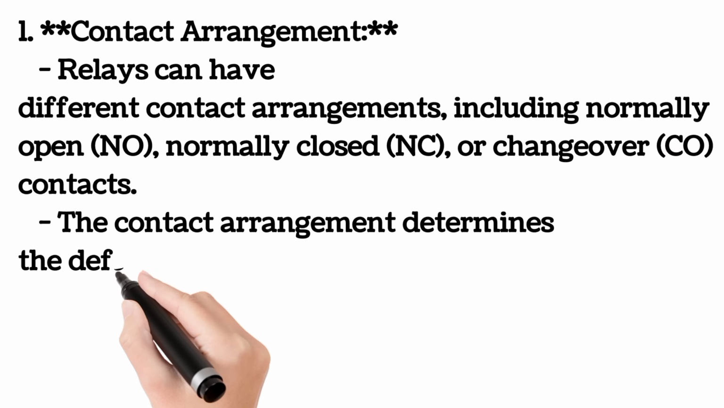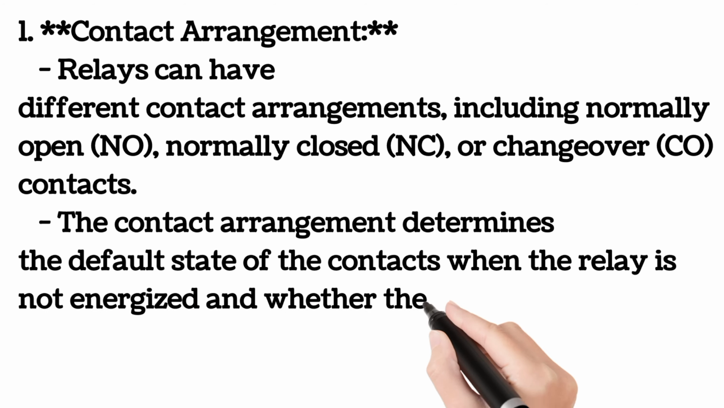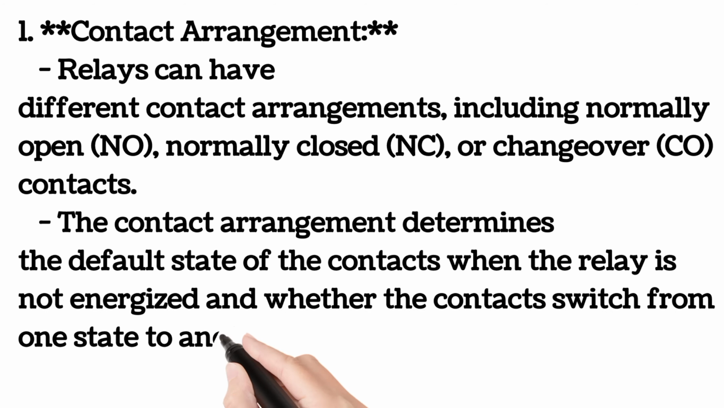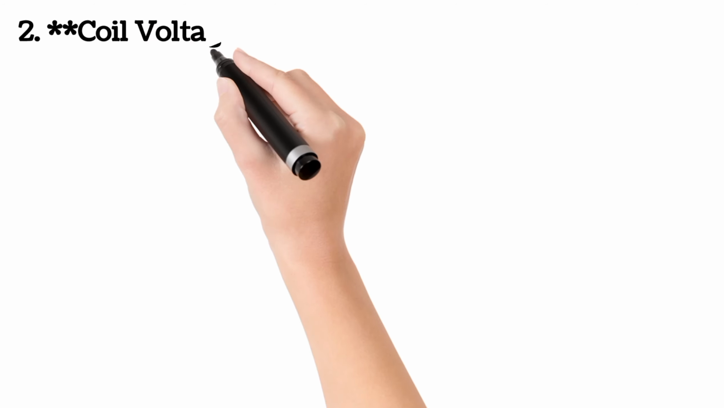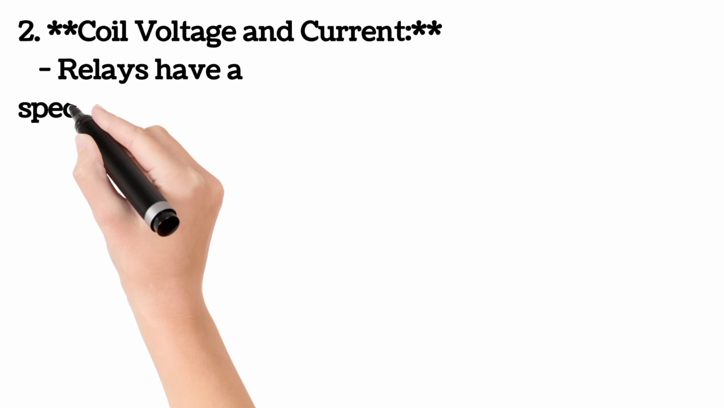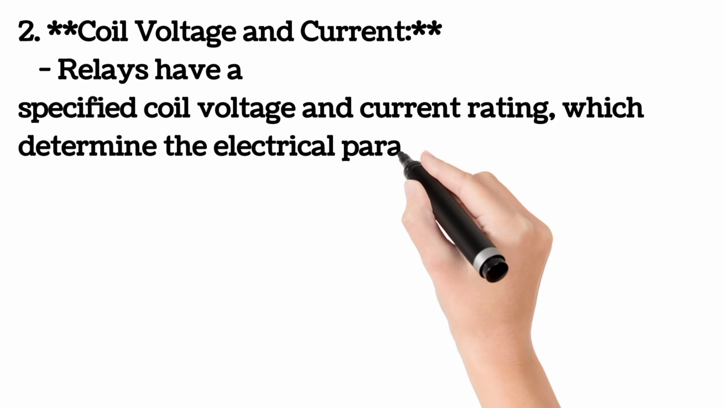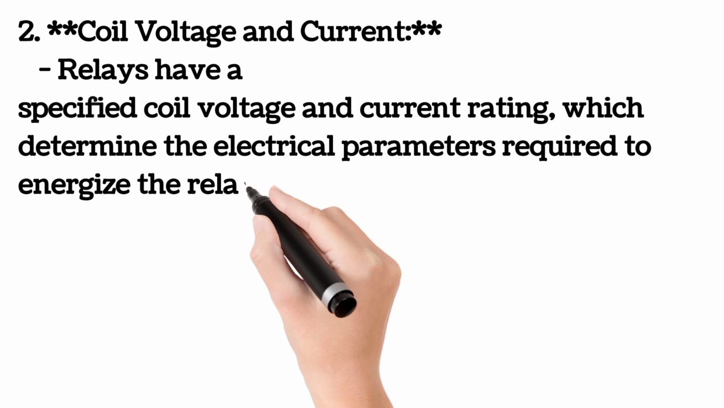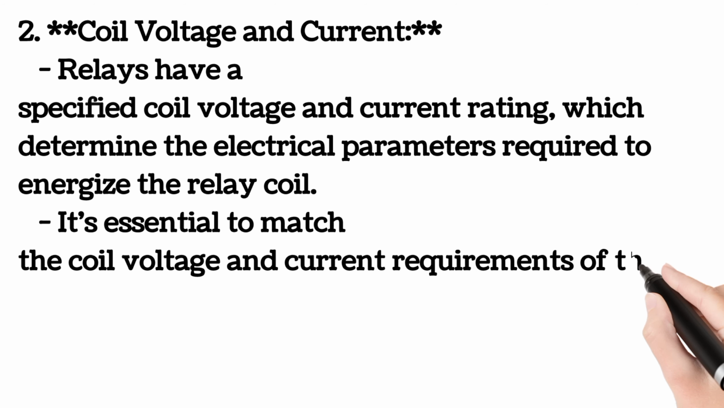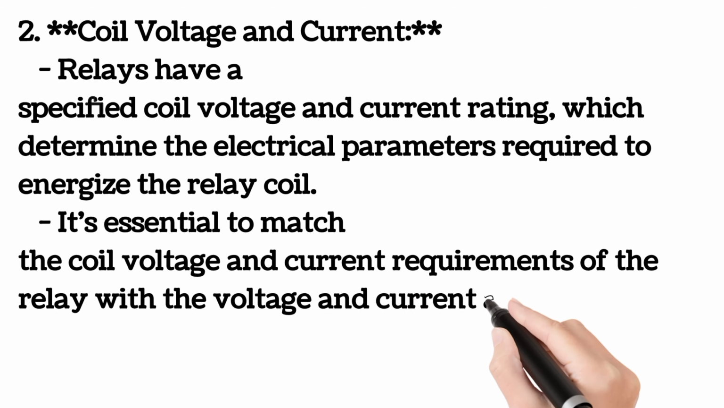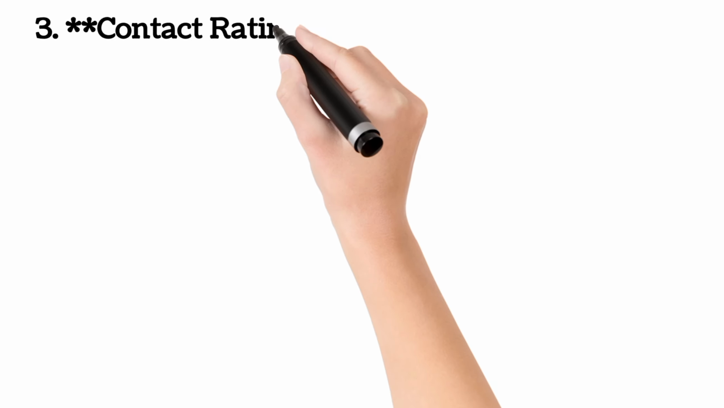The contact arrangement determines the default state of the contacts when the relay is not energized and whether the contacts switch from one state to another when the relay is energized. 2. Coil voltage and current. Relays have a specified coil voltage and current rating, which determine the electrical parameters required to energize the relay coil. It's essential to match the coil voltage and current requirements of the relay with the voltage and current available in the control circuit. 3. Contact rating.